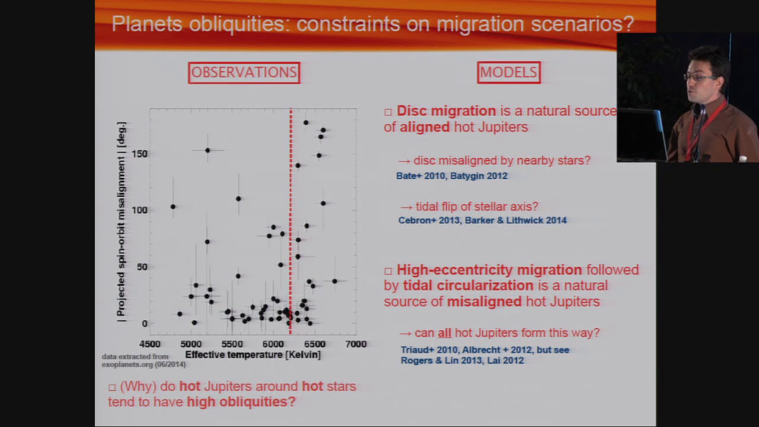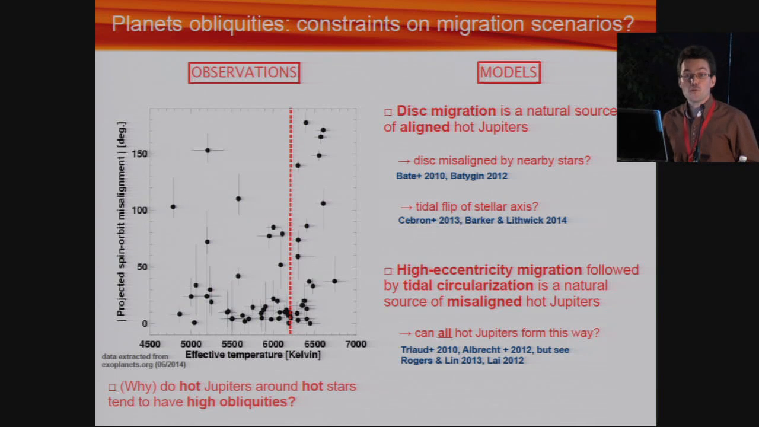This high-eccentricity migration, if followed by efficient tidal circularization, is actually a natural source of misaligned hot Jupiters, and it may give rise to planets with a broad range of obliquities, depending on the efficiency of the excitation mechanism and depending on the efficiency of tidal interactions to reduce obliquities or not. And talking about that, it has been pointed out recently, quite interestingly, that maybe all hot Jupiters were formed by the high-eccentricity scenario, therefore being born with a broad range of obliquities.